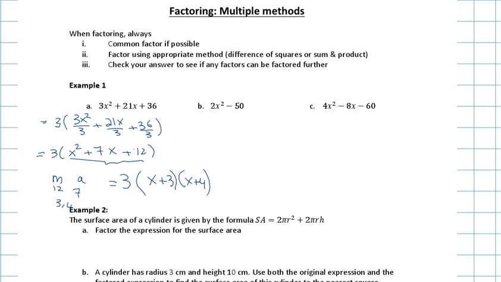Okay? So we're combining 2 things. The first one is finding the GCF. The second one is doing what we did today, which is the sum and product. Are we okay with this? Okay.